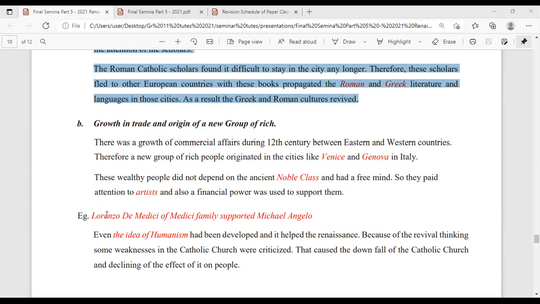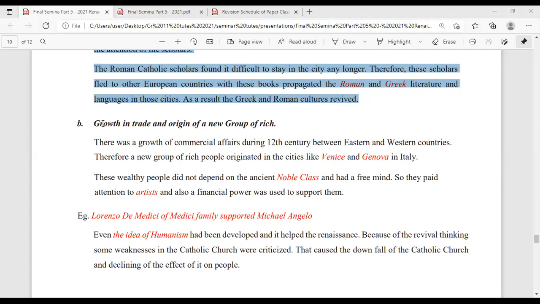See, some examples have been given. Lorenzo de Medici of the Medici family supported Michelangelo. Give examples as far as you can; you are given more marks. Even the idea of humanism had been developed and it helped the Renaissance because of the revival of thinking. Some weaknesses in the Catholic Church were criticized, which caused the downfall of the Catholic Church and declining of its effect on the people.